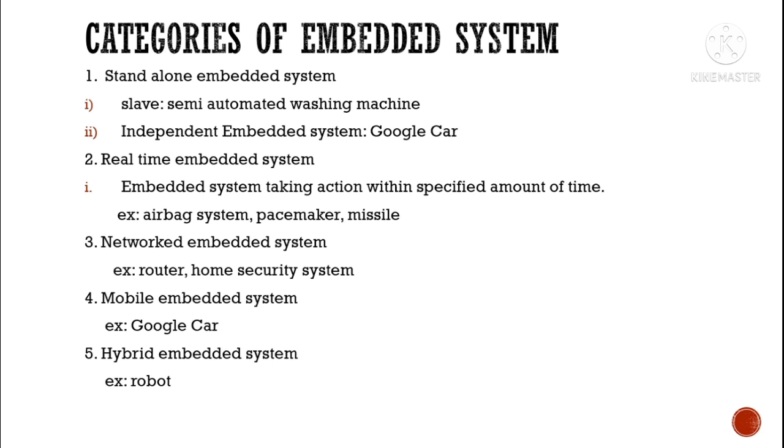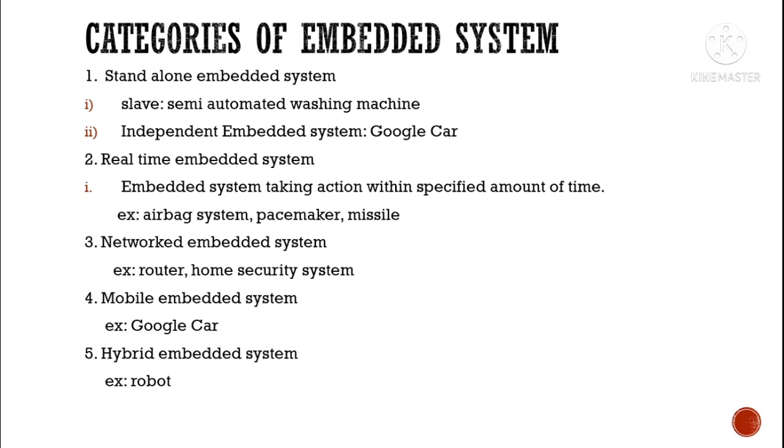Networked embedded systems are related to a network to access the resources. The connected network can be a LAN, WAN, or the Internet. The connection can be either wired or wireless. Examples: router, home security system.